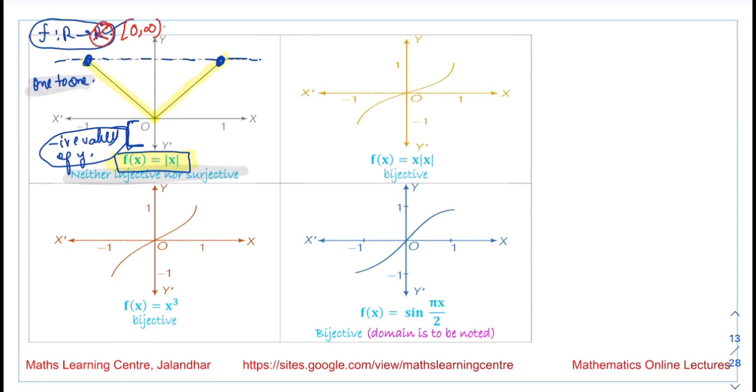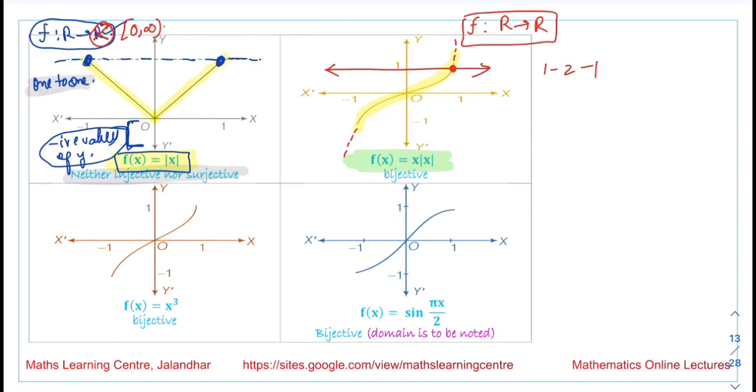Next we are talking about the function f(x) = x|x|. Again this function f is defined from R to R. Now the graph of this function is as shown over here, and it will continue infinitely like this. If we draw a line parallel to the x-axis, it will always intersect this graph at one point. It means this function is one-to-one.